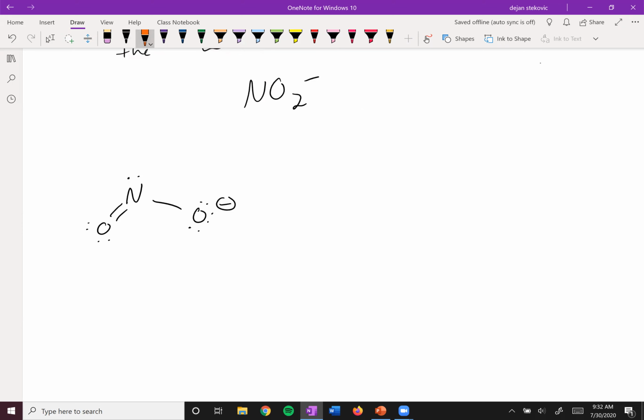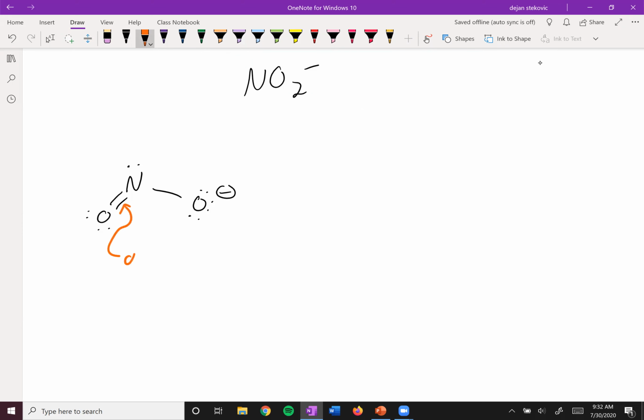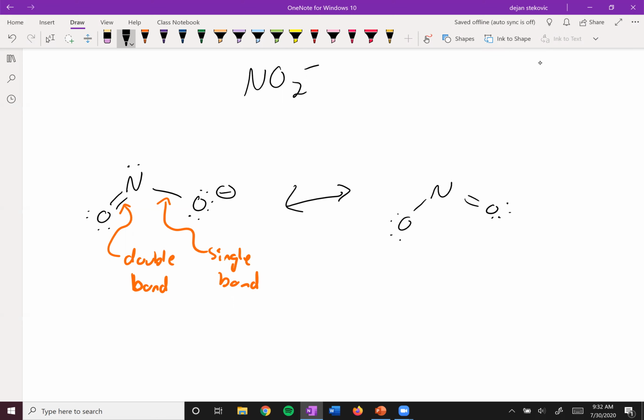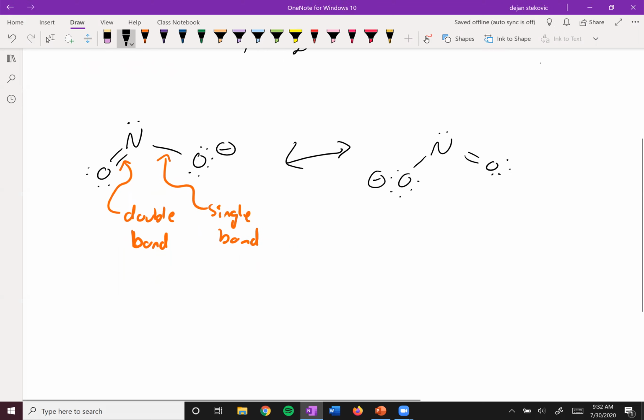Right? And so this molecule looks like it has a double bond over here, and then a single bond over here, and then a negatively charged oxygen and a neutral oxygen. However, we learned that wasn't true and that we need to draw resonance structures for these compounds, right? And so you could draw a resonance structure for nitrite that looks something like this, right? Where we've flipped the double and the single bond, right?